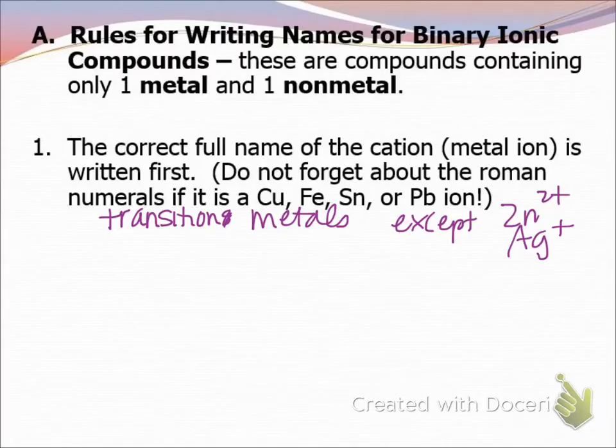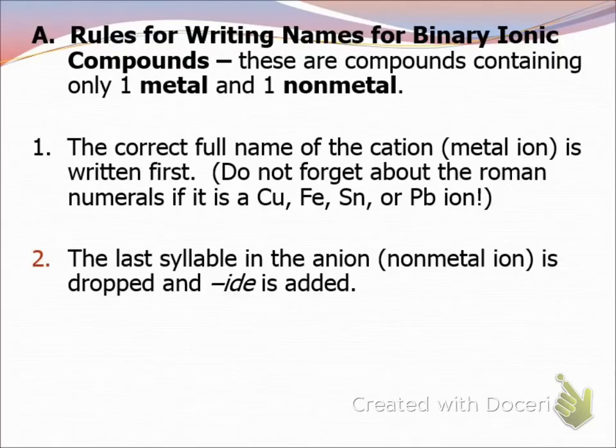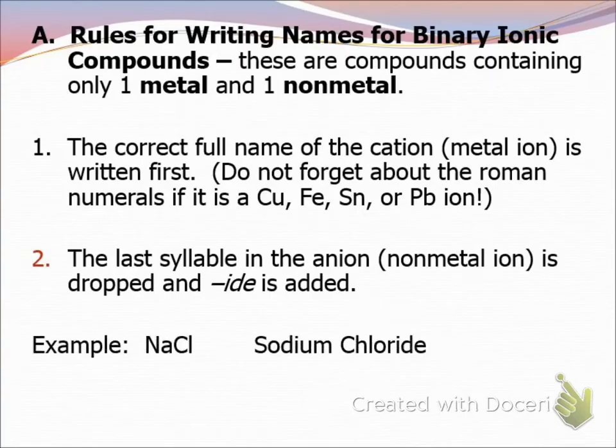Then comes the anion. The last syllable is changed to -ide. So if I have chlorine, I change it to chloride, just like we did in the binary. Just like we did in molecular. Okay, so for example, sodium and chlorine would become sodium chloride.